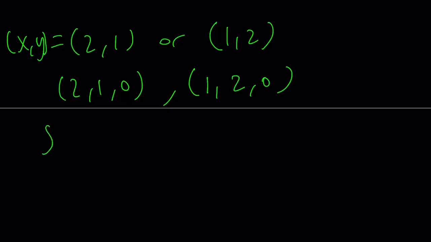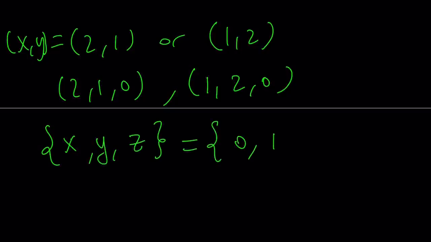So to sum it up, the solutions can be written like this, in set notation, so we don't have to worry about the permutations. The set xyz is equivalent to the set 0, 1, 2, which means xyz can take all of these values in different orders. And this brings us to the end of this video.